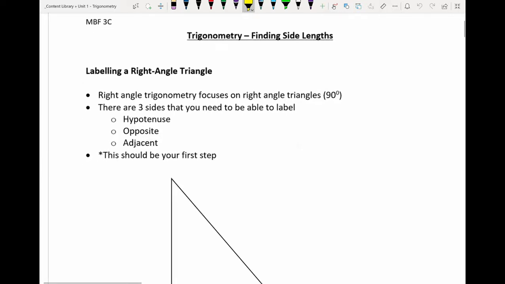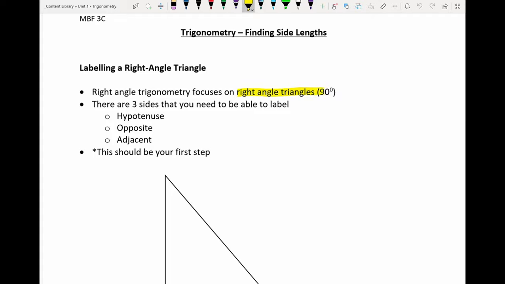So, like I said, we're dealing with right angle trig, and this focuses on right angle triangles, which have a 90-degree angle in there. And there are three sides that you're going to need to be able to label properly when dealing with it. It's the hypotenuse, the opposite, and the adjacent. So hopefully you remember these terms, but if not, that's fine. We're going to go through how to label them or find them correctly. One thing to note, labeling a triangle should be your first step when dealing with right angle trig. It's important to label the triangle correctly because it lets you know what ratio you have to use.